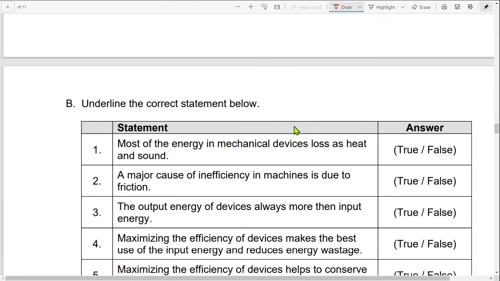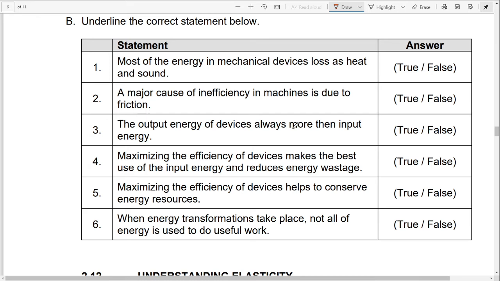Okay, we move on. Underline the correct statement. So most of the energy in mechanical devices is lost as heat and sound. Okay, this is very true. Okay, as heat. This is due to the friction.